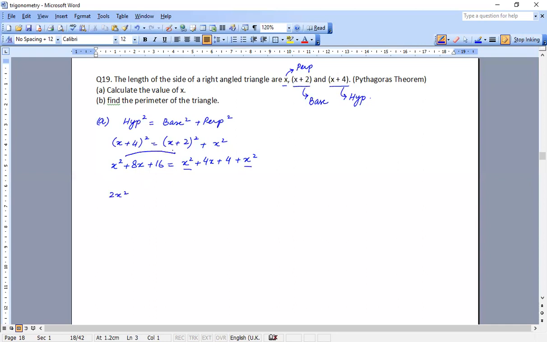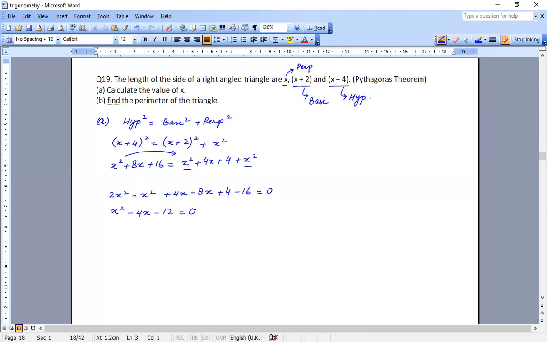This x square comes with 2x square and starts subtracting. Then I have 4x over here, and when 8x moves over there, it becomes minus 8x. I have plus 4 over here already, and when 16 is moved to this side, it becomes minus 16. So altogether, this will be x square minus 4x minus 12 is equal to 0.